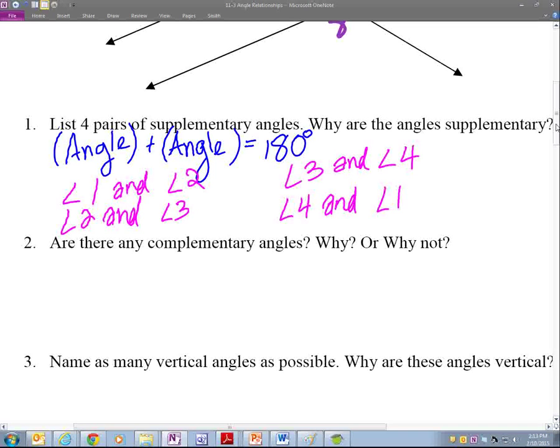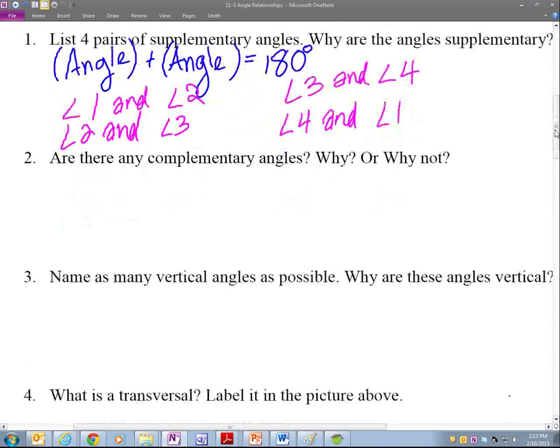Okay? What is a complementary angle, you guys? My joke is over. What is it? Okay, so we are going to write down angle plus angle equals 90 degrees.